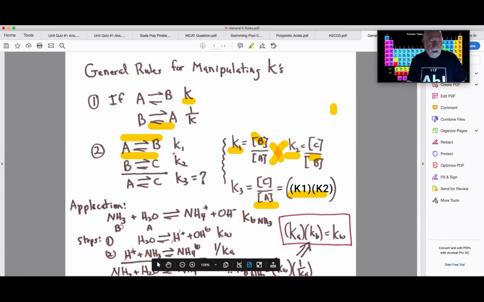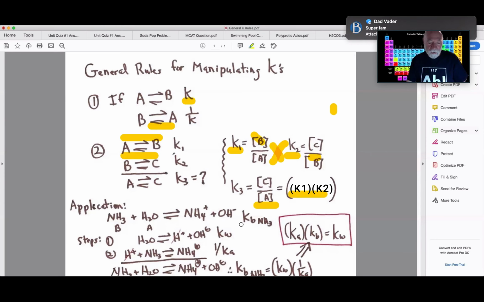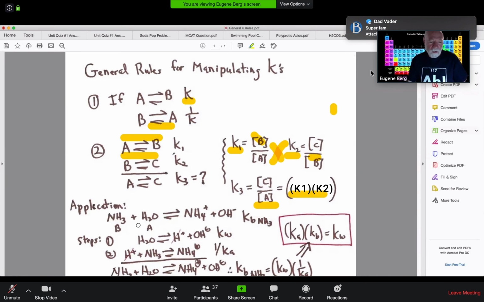Okay, so I've written down the K sub B reaction for ammonia. So ammonia plus water gives you ammonium hydroxide. Now, you might recall that the K for this kind of reaction is called a K sub B. So it's labeled as the K sub B of ammonia and water.